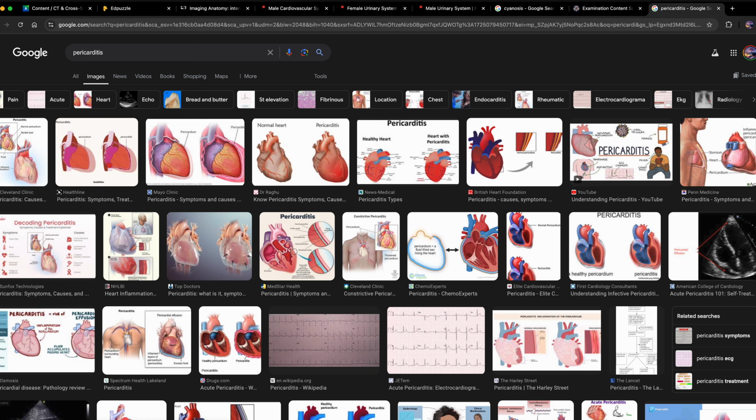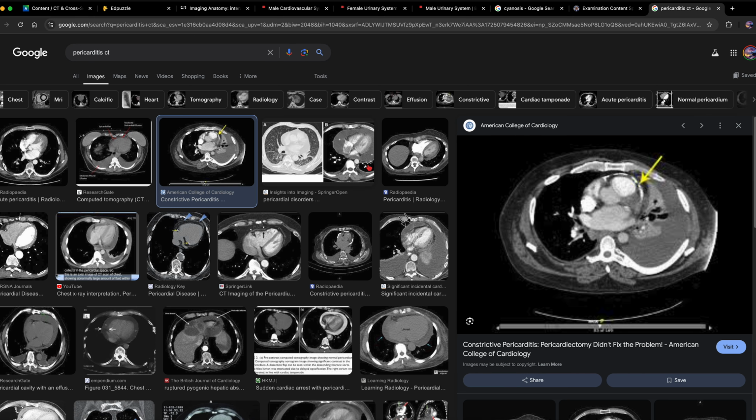Pericarditis. This means inflammation of the layers around the heart, right? So can we see this on CT? Yes, we can. There you go. We can see it. There's all kinds of problems going on here, and it's very serious because then it can also impair cardiac function. All right. Okay.